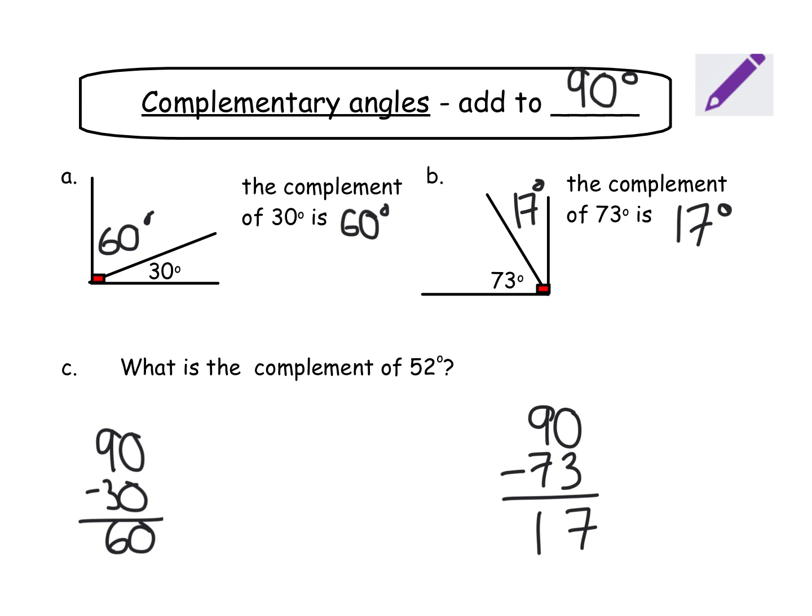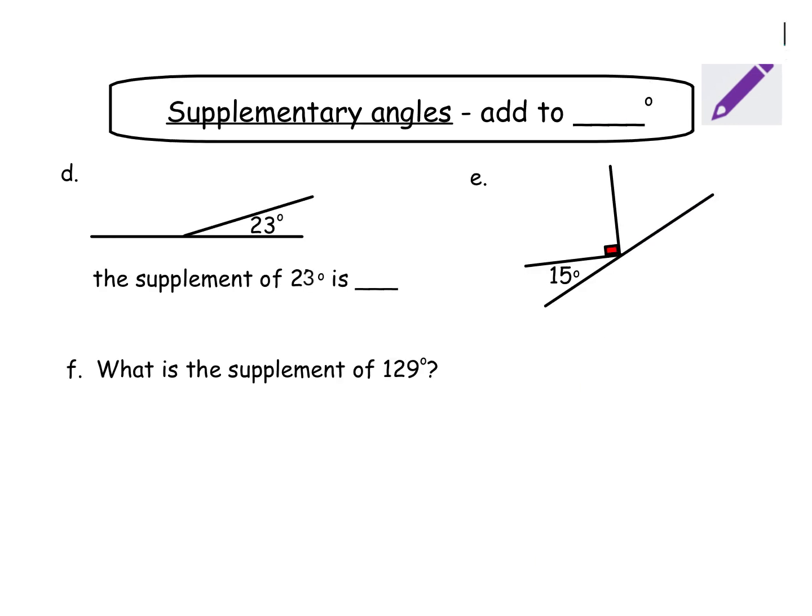And then just a wee example here of it without a diagram at all. What is the complement of 52 degrees? Well, to get that, I am going to do 90 take away 52, because the word complement means I need to make it to a 90 degree corner. 90 take away 52, well, 90 take away 50 is 40, 40 take away 2 is 38. So the complement of 52 is 38 degrees. So that's basically all there is to it for complementary angles.